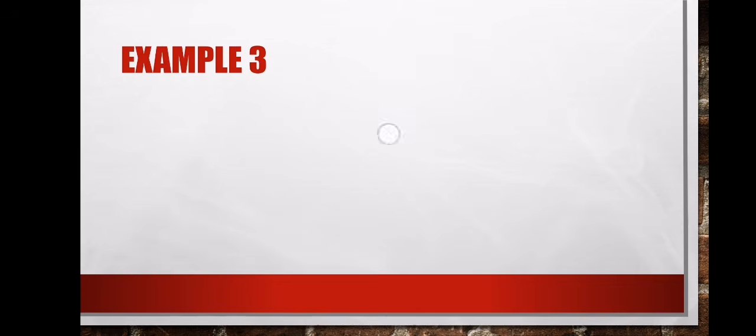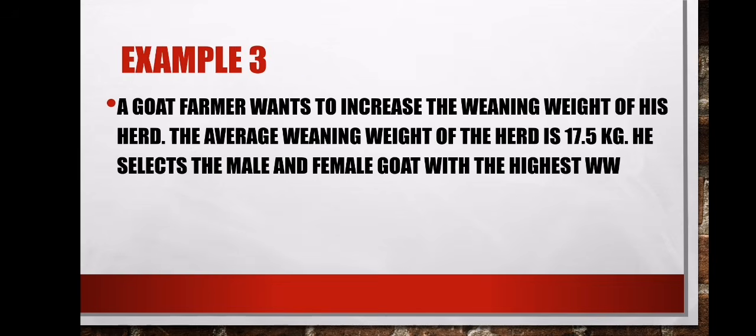Okay, fine. Let us look at example number 3, which is the last example. You can see that these examples are different, good people. You can get more practice on your own if you get some questions. A goat farmer wants to increase the weaning weight of his herd. The average weaning weight of the herd is 17.5 kg. He selects the male and the female goat with the highest weaning weight.